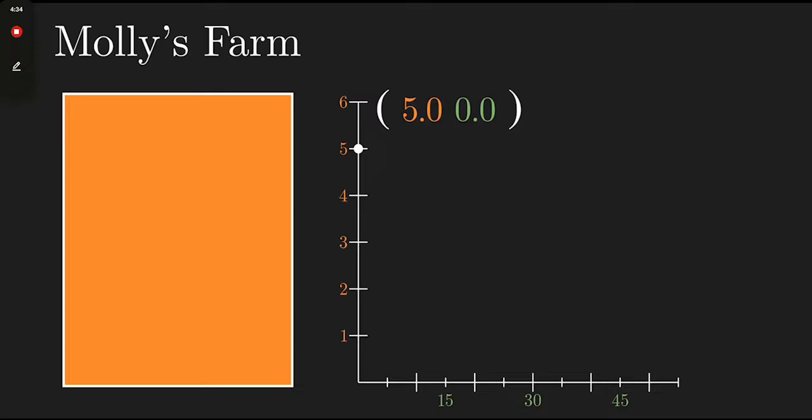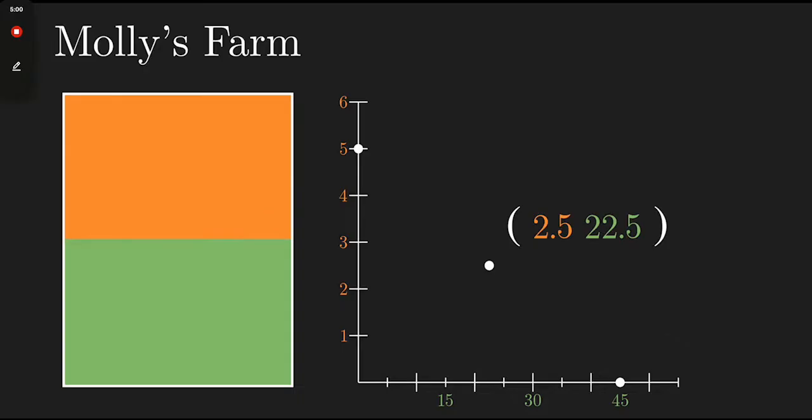But let's say she decides to grow all spinach. So we can plot this point too. We found that she can grow 45 units of spinach, but that means she can't grow any carrots. So we have 0 and we have 45. Okay, but she doesn't have to pick just the two extreme points. She could split her land equally between growing carrots and growing spinach. And that would put us at this point.